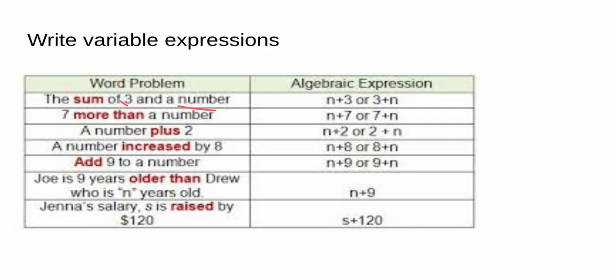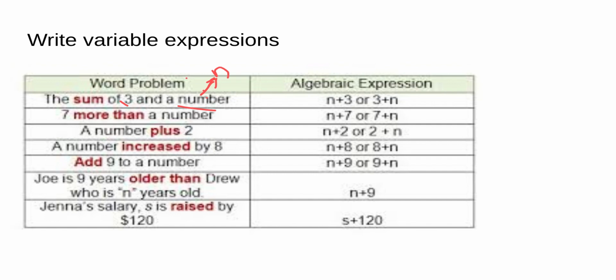So when we're looking at a number, we don't know what number. If you're looking at word problems with algebraic expressions, and you see "a number," this is a variable. Why? Because it could be any number. We don't know, so it's going to be a variable. In this case, I chose n and s.